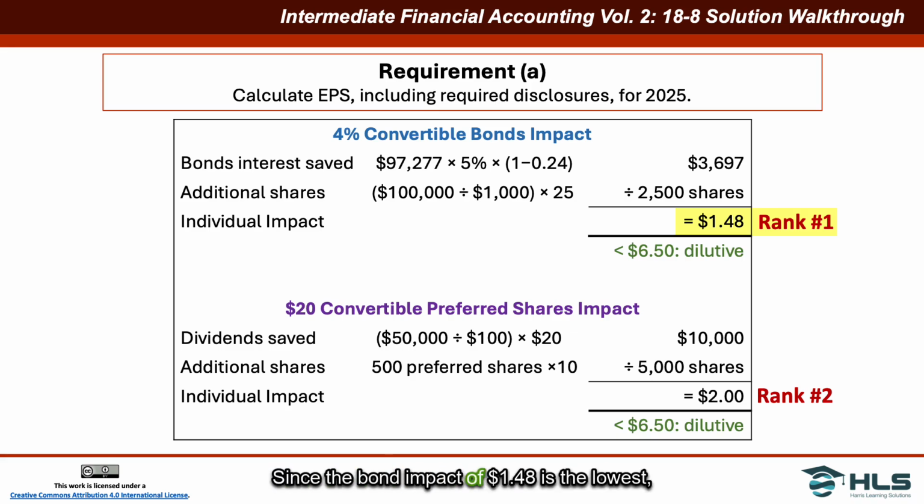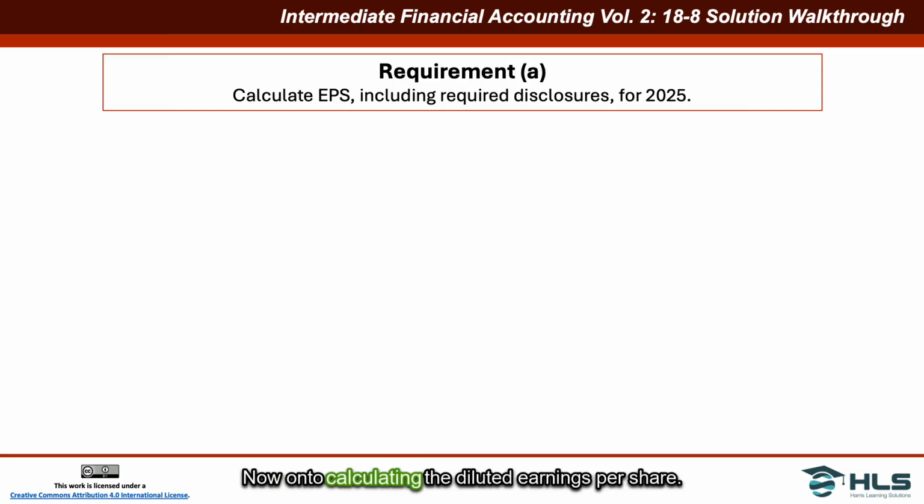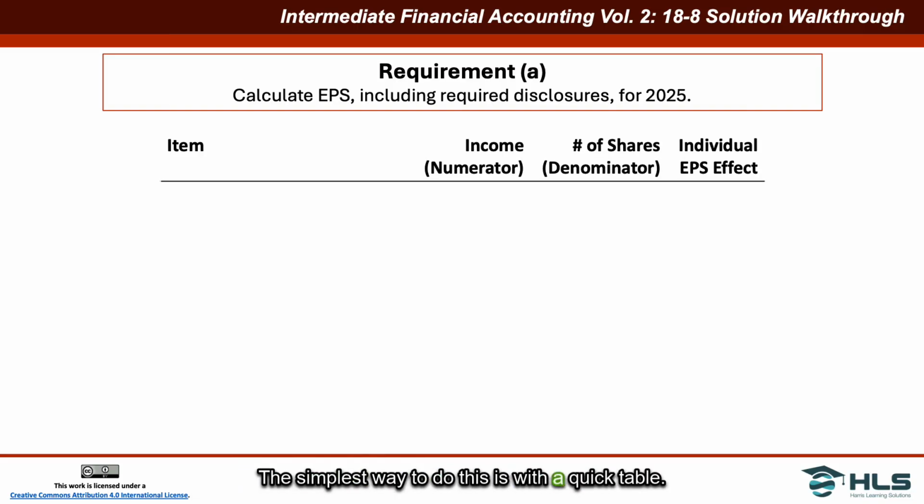Since the bond impact of $1.48 is the lowest, we'll rank that one number 1, leaving the preferred shares to be ranked as number 2. Now on to calculating the diluted earnings per share. The simplest way to do this is with a quick table.